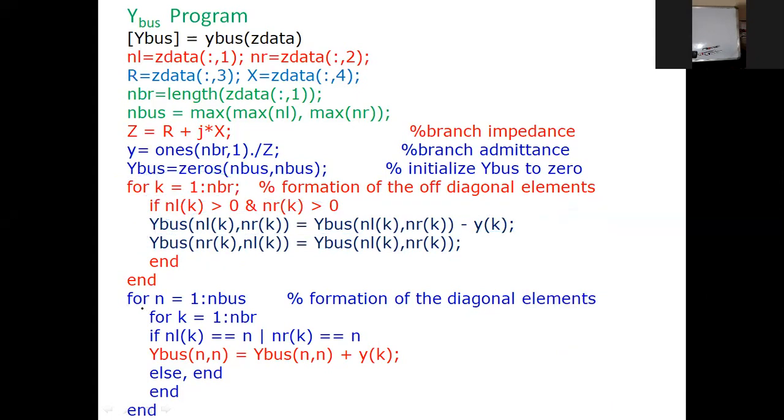Next, you see that the condition should be greater than 0. That is why I am using the off-diagonal element. Now I am coming to the diagonal element.